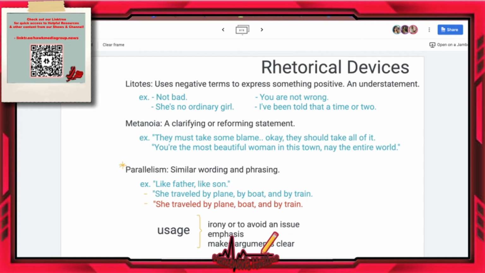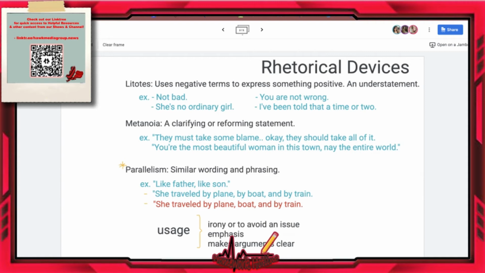Moving on, we have metanoia. Now, if you type metanoia into Google, you might get a lot of websites that have religious undertones. This is because metanoia also means a spiritual conversion, or as if you're being reborn with a different lifestyle, which kind of makes sense because a metanoia in rhetorical terms means a clarifying or reforming statement. So for example, they must take some blame.